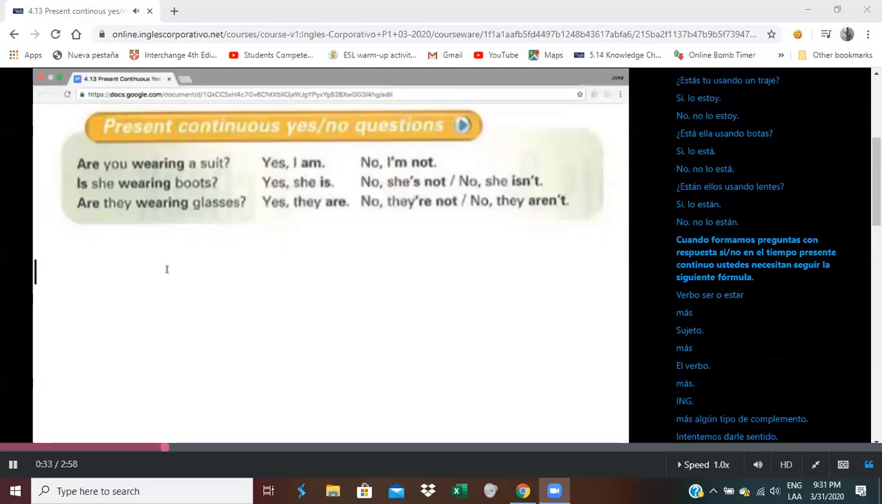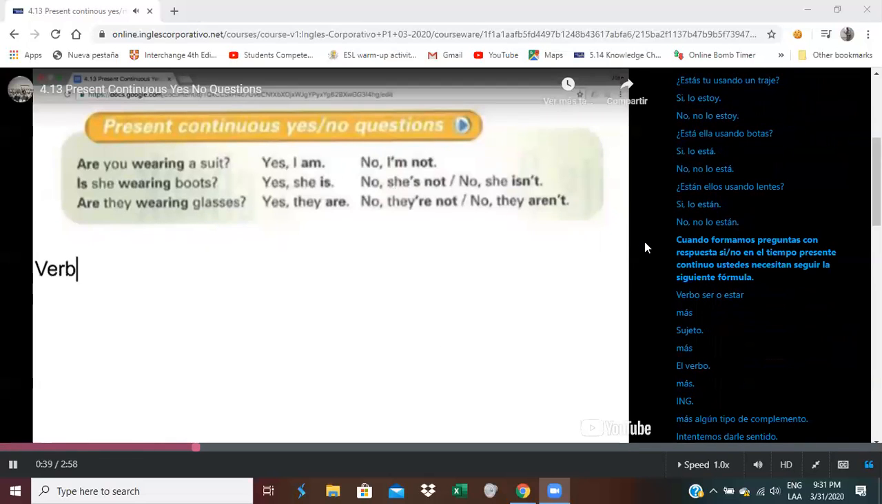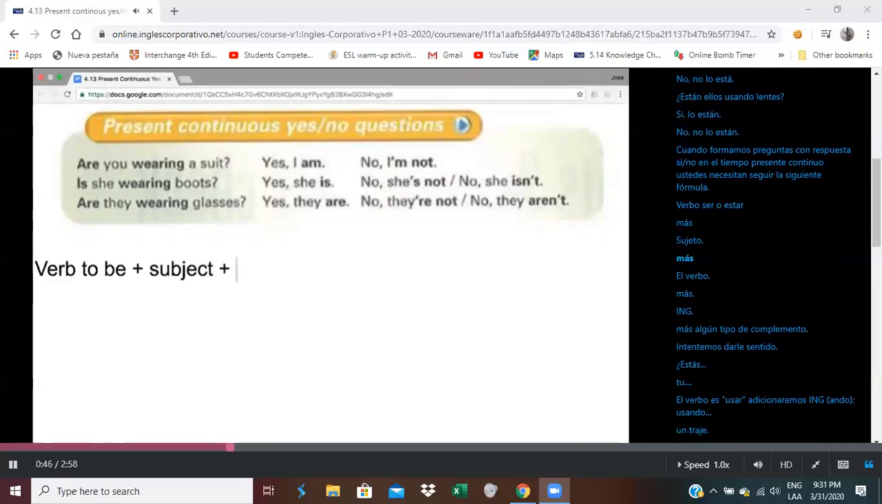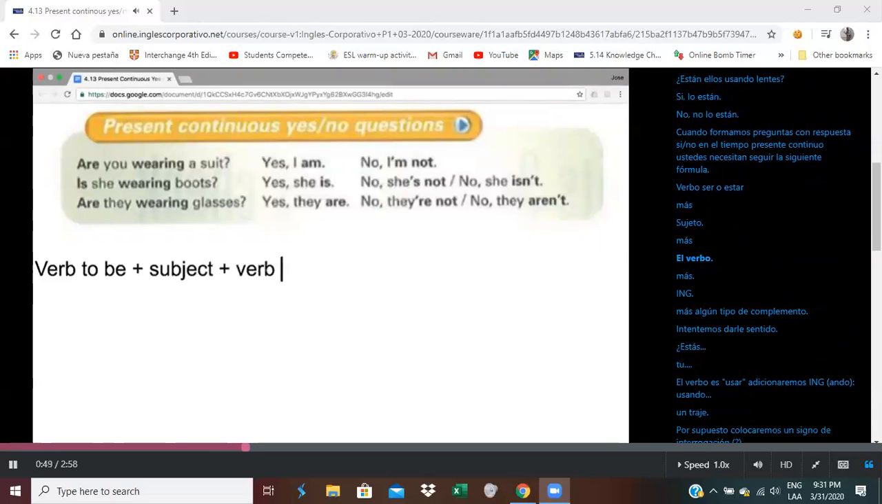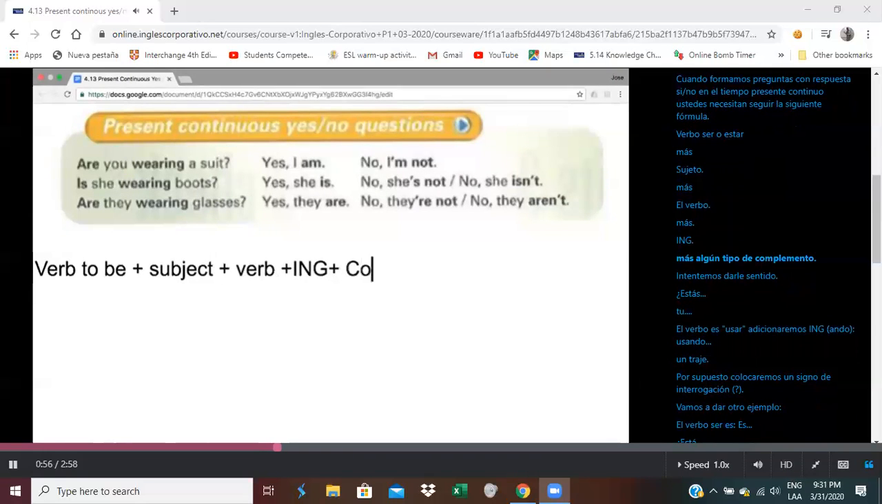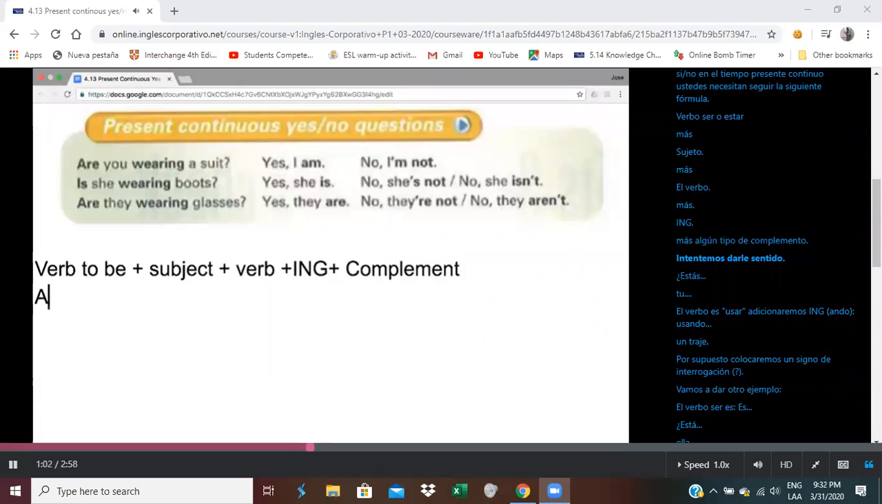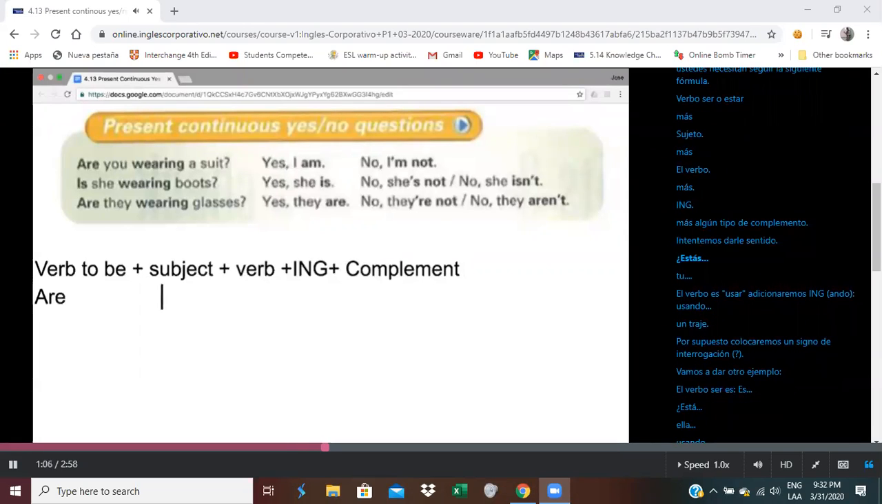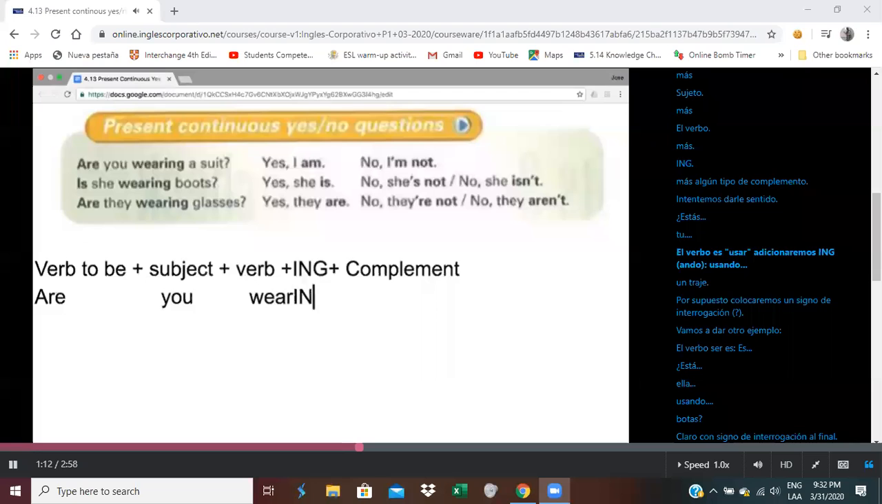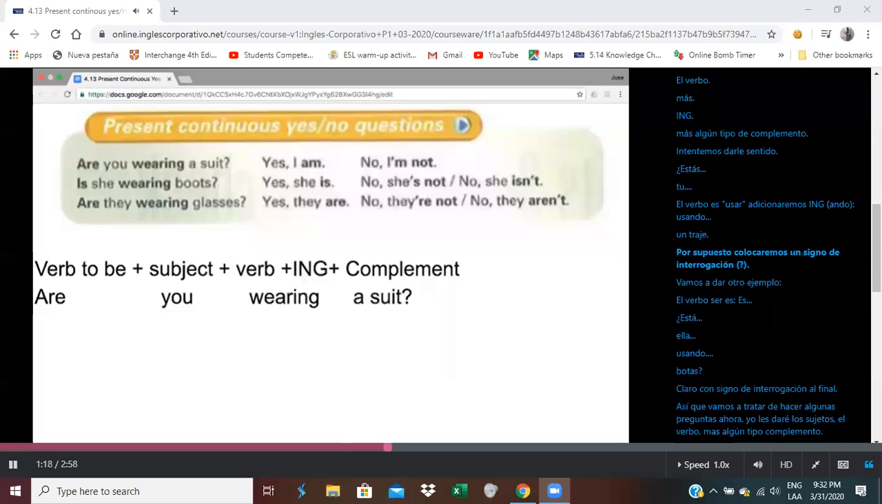When forming yes or no questions in the present continuous tense, You need to follow this formula. Verb to be plus the subject plus the verb plus ing plus some kind of complement. So let's try to make sense of this. Are you, the verb is wear, and we add ing to that, that will be wearing a suit. And of course, we put a question mark there.